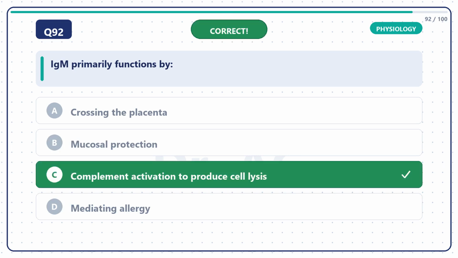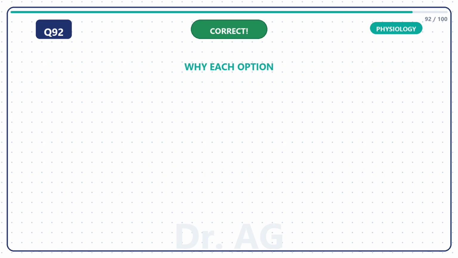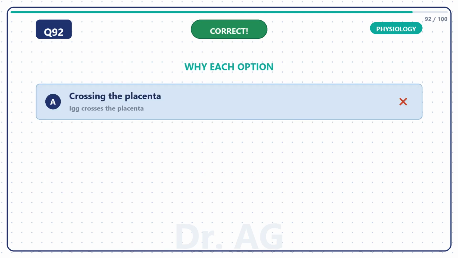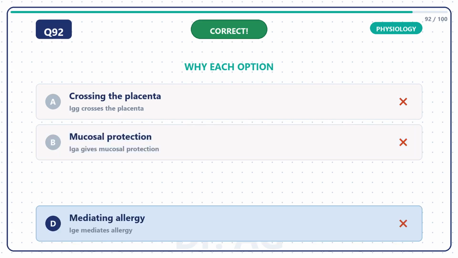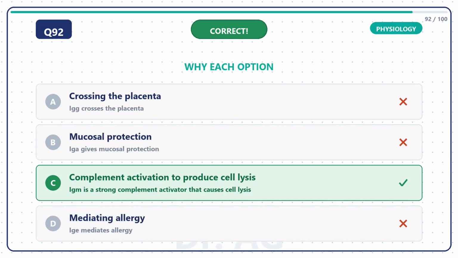The correct answer is option C. Complement activation to produce cell lysis. Let's go through the options. Crossing the placenta: IgG crosses the placenta. Mucosal protection: IgA gives mucosal protection. Mediating allergy: IgA mediates allergy. And the correct answer is complement activation to produce cell lysis. IgM is a strong complement activator that causes cell lysis. So, the right answer is option C. Complement activation to produce cell lysis.